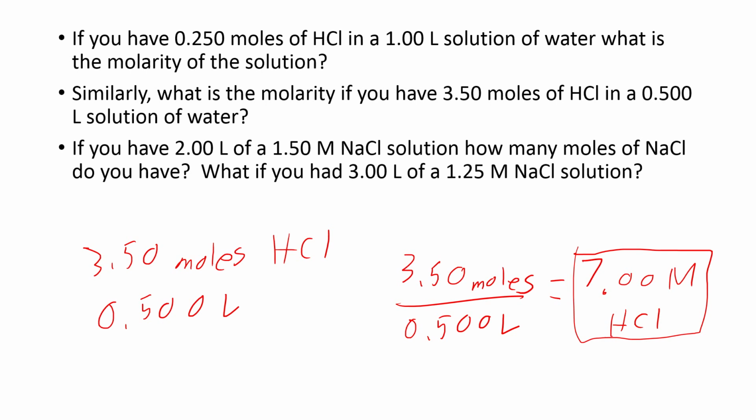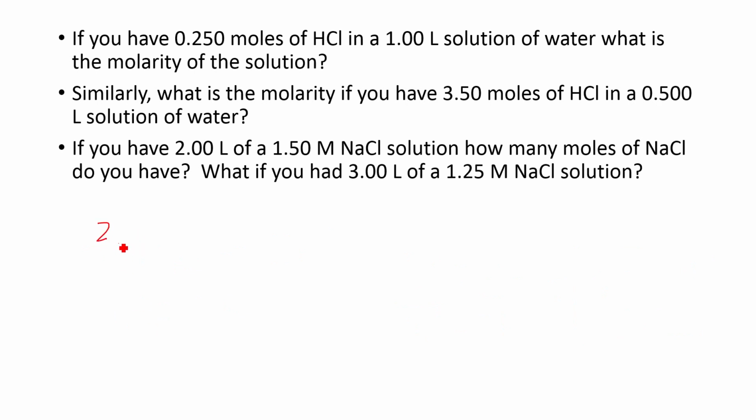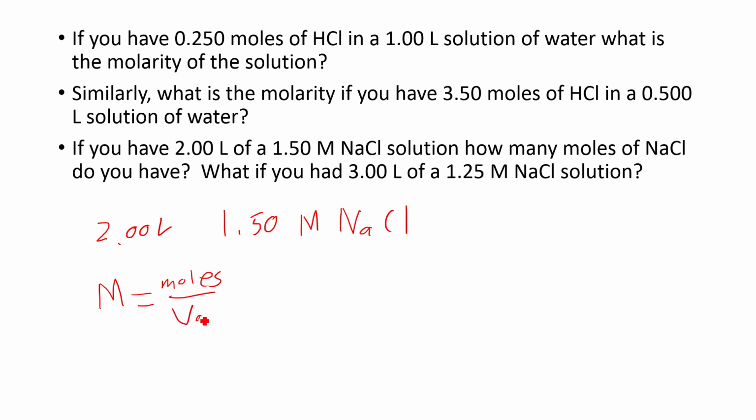So now let's ask one where we've got some slightly different information. We're going to have 2.00 liters of a 1.50 molar HCl solution. And the question is, how many moles do we have? Well, for this, we need to rearrange our molarity equation. Molarity equals moles over volume. In this problem we want to know the moles, so moles are equal to our big M times V. V just stands for volume.